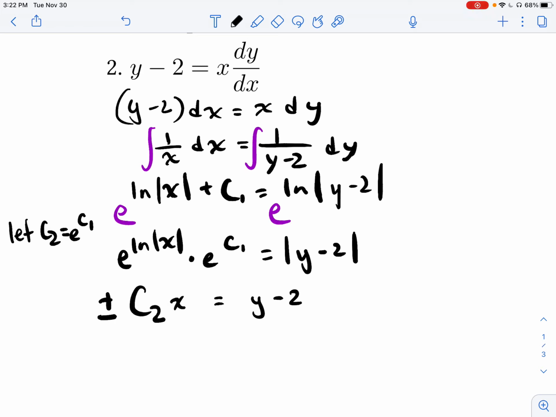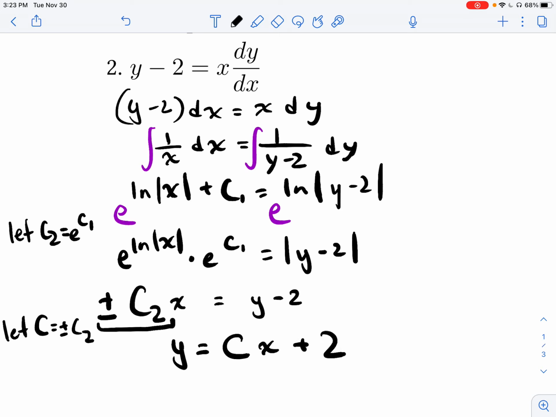And you could have done this all in one step, but we're going to say let big C here be equal to plus or minus c sub 2. So that is to say, this final equation, instead of writing y is equal to plus or minus c sub 2, we're going to write this as big C times x plus 2. And there's our equation here. Okay, where what's implied in here is that c could be equal to some constant.